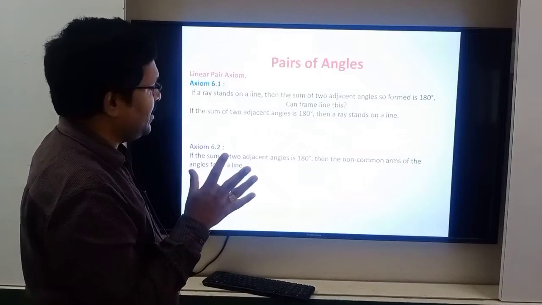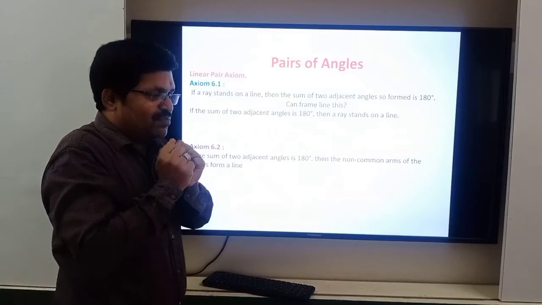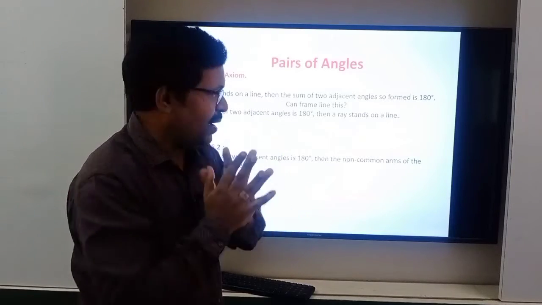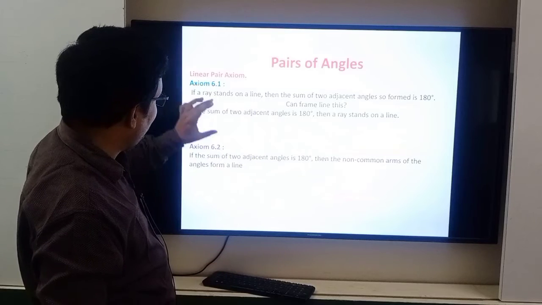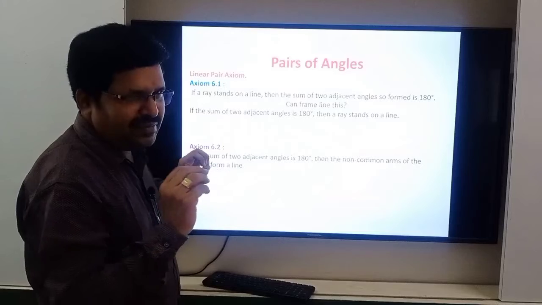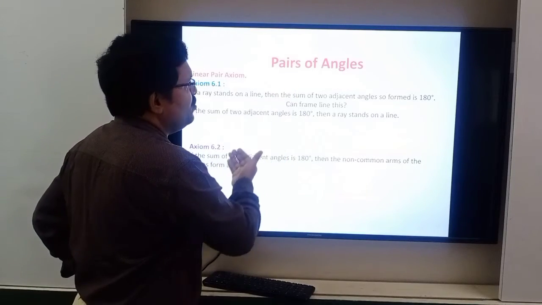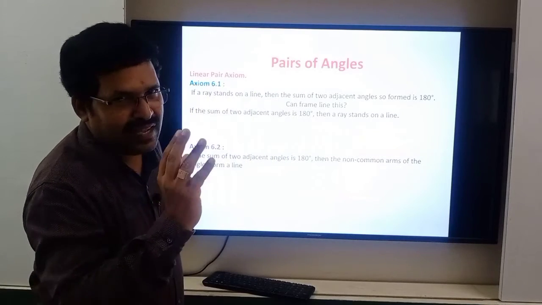Okay, the pairs of angles. Here we are coming into axioms. What are these axioms? Axioms means they cannot be changed. You have to believe them. So what are these axioms? We have these two axioms, 6.1 and 6.2, very simple axioms. They're simple rules. These two axioms are called linear pair axioms.